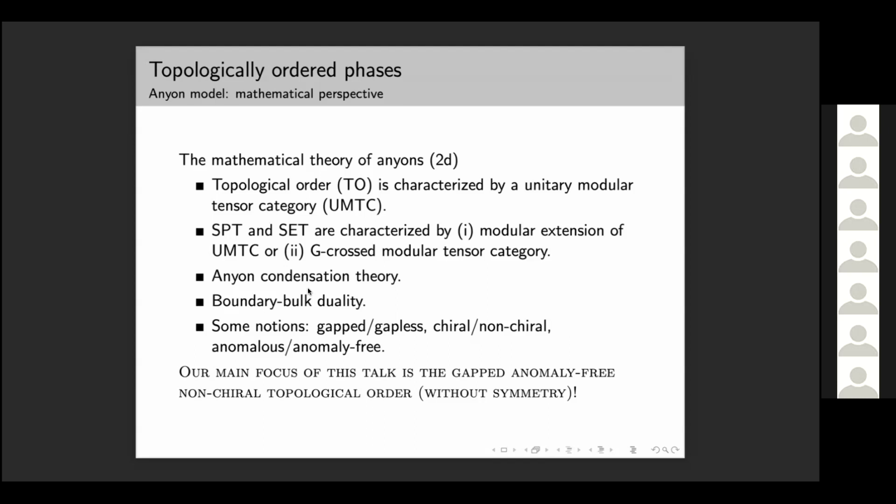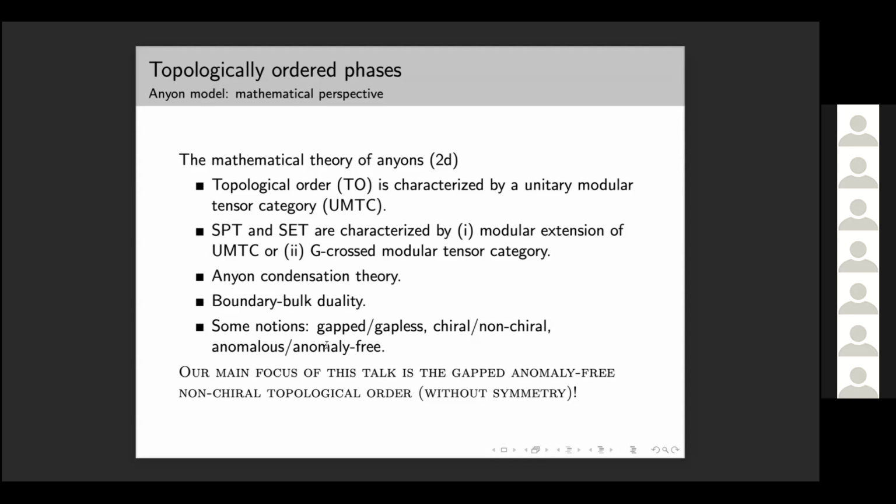And to clarify some notions, we will illustrate some terms like the gapped phase and gapless phase. For the gapped phase, we will focus on the gapped phase, because there is also the gapless phase, which is more complicated. And for this, we'll also consider chiral and non-chiral phases. Mathematically, non-chiral means that there exists some unitary fusion category such that our topological phase is just the Drinfeld center of this given unitary fusion category. And there is another notion called the non-free.